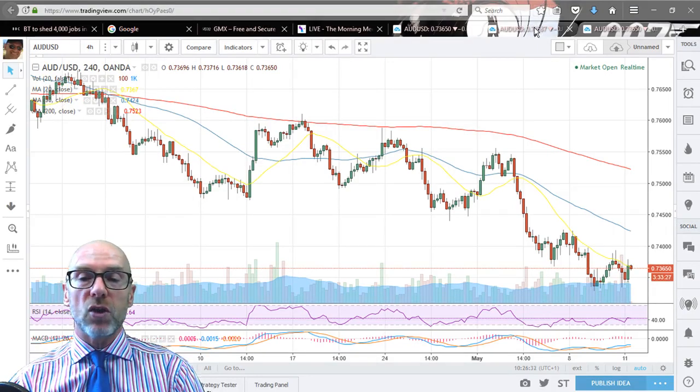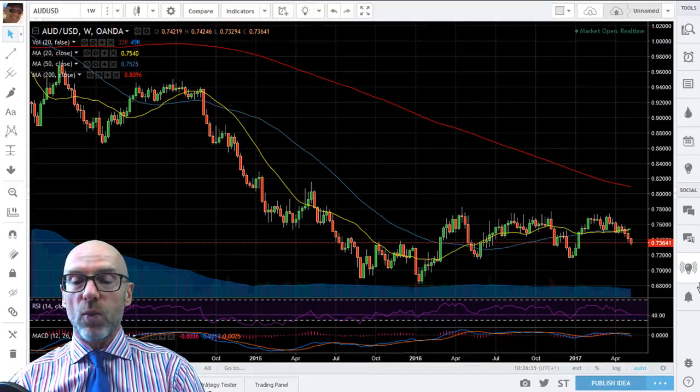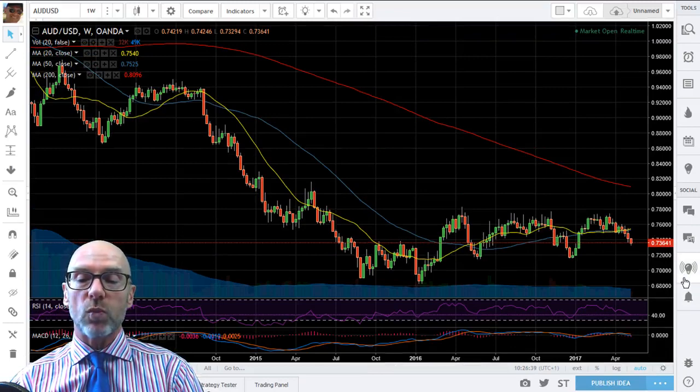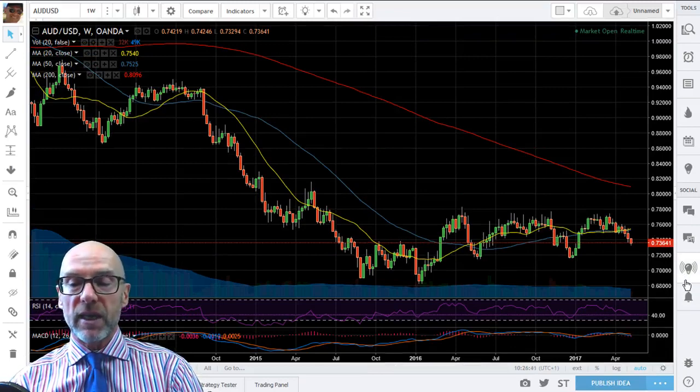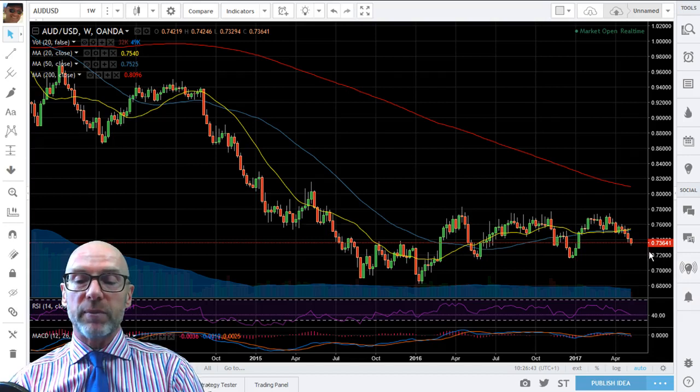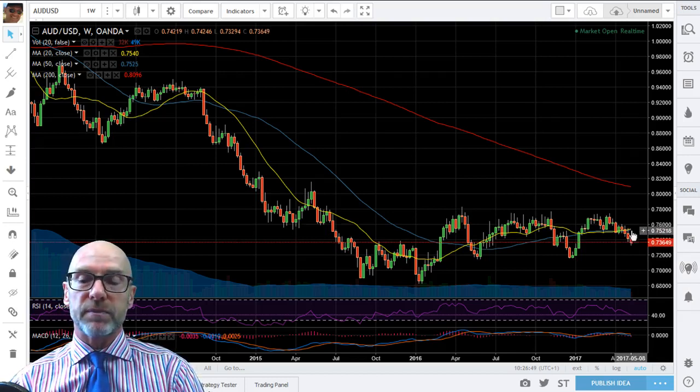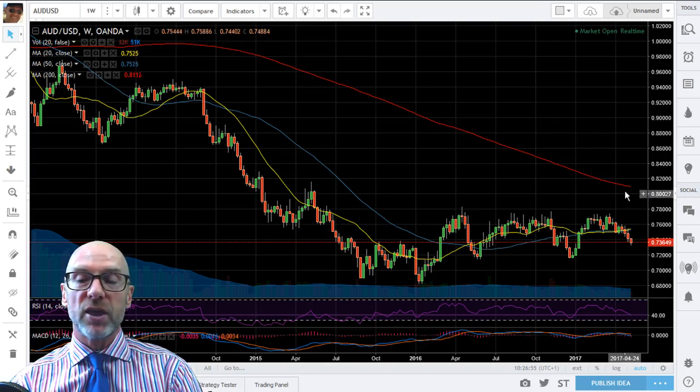Looking at a longer term chart, here we have the weekly, so each candle represents 1 week. And you can see we've moved back below the moving averages. They're actually still tracking upwards, so still are actually a positive, will be giving positive sentiment to the market on the 20 and the 50 week moving average. The 200 is downtrending.